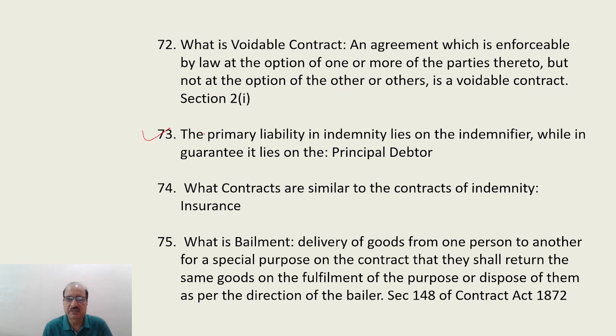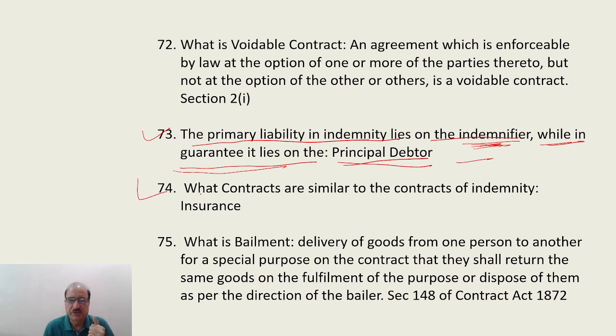Section 27 question. The primary liability in indemnity lies on the indemnifier, while in guarantee it lies on the principal debtor. In the case of indemnity, if an indemnity bond has been issued by A to B for supply of some goods and he is not able to do that, then the primary liability is that of the indemnifier who has given the indemnity, while in the guarantee it lies on the principal debtor on whose behalf the guarantee has been issued.